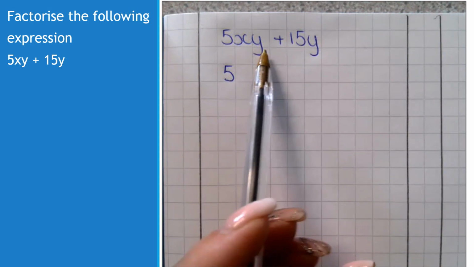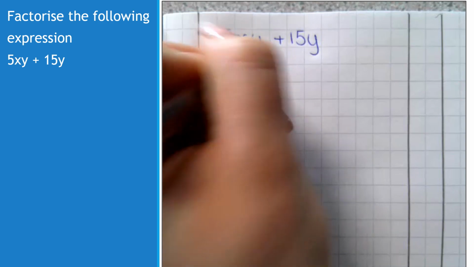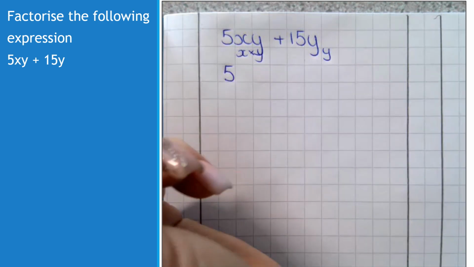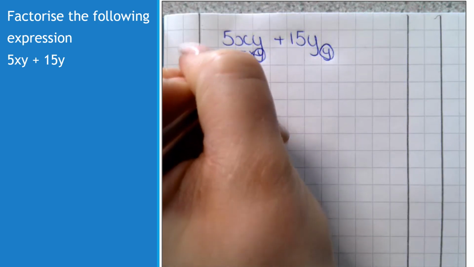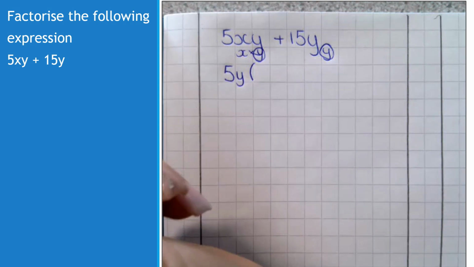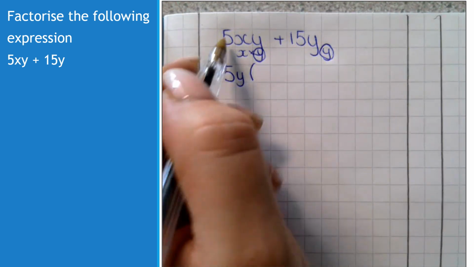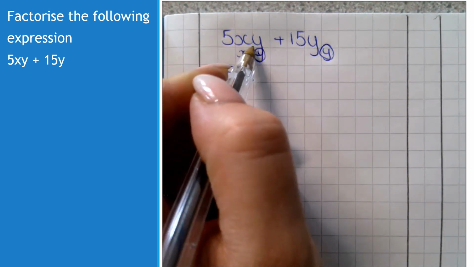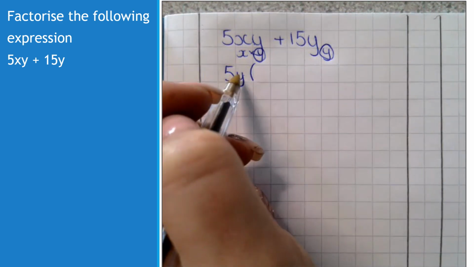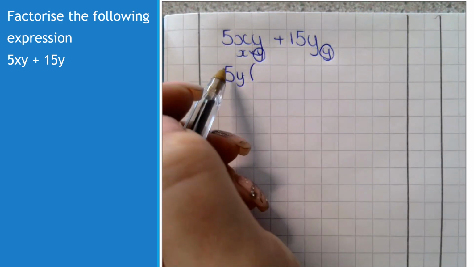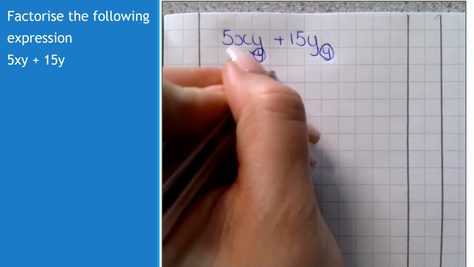So once we've dealt with our numbers, we're then going to look at our algebraic terms. We've got x and y over here, and then y over here. As you can see, both of them have a factor of y, so I can take that outside of the brackets as well. Then I'm going to open up my brackets, and I need to work out how do I get from 5y to 5xy? Essentially what you're doing is 5xy divided by 5y. So 5 divided by 5 is going to leave me with 1. Y divided by y is going to cancel out as well. So the only term that I'm left with is x.